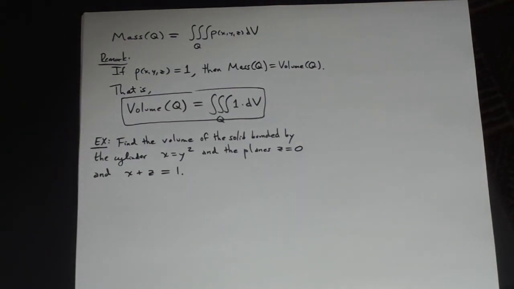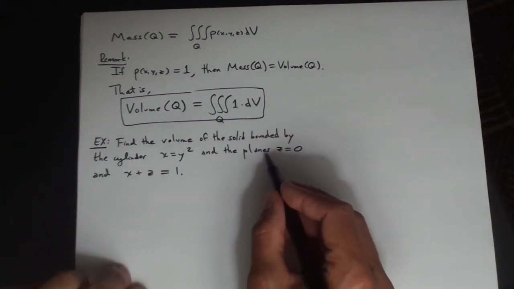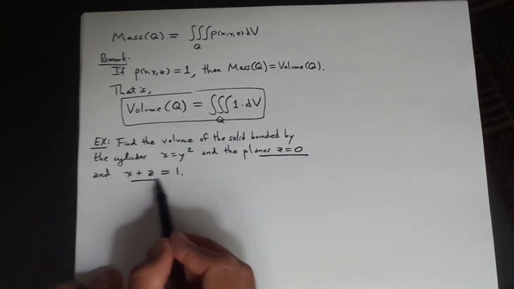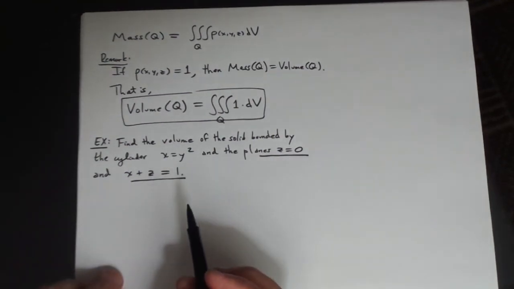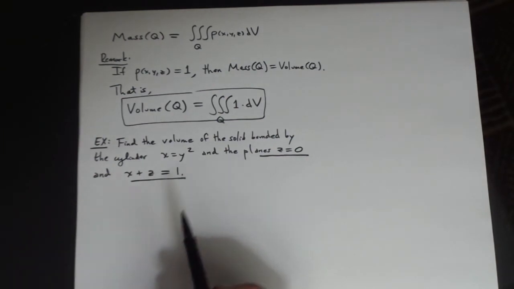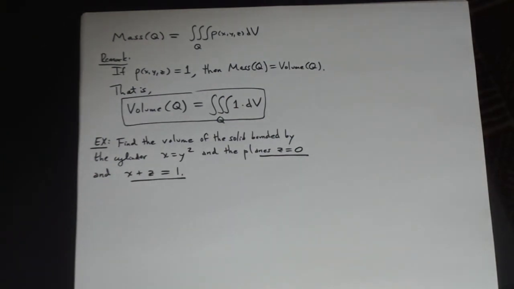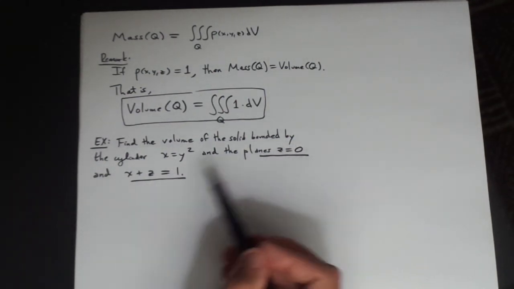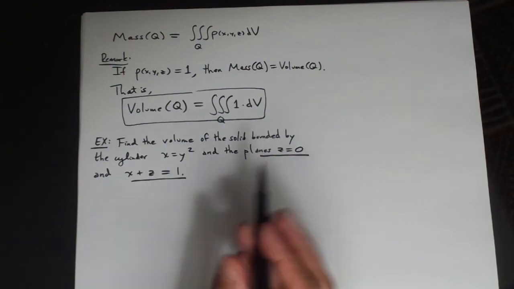So in this case, again, we can kind of tell that we have an equation for z right here. We have another equation which we could solve for z. And if we did all of that, we would hopefully be able to find the lower and upper limits for z, right?